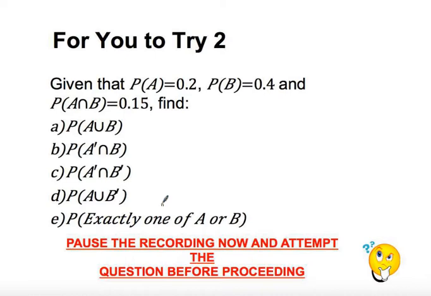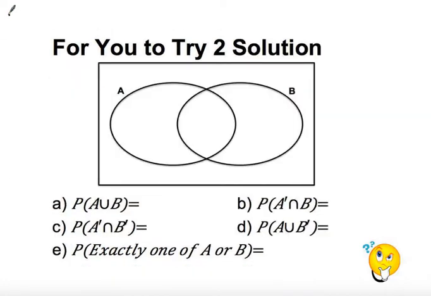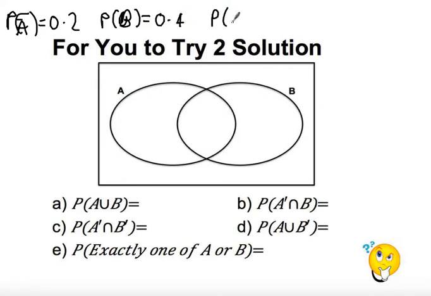Okay, welcome back. Let's have a look at the solution for this then. We're told the probability of A equals 0.2, the probability of B is 0.4, and the probability of the intersection was 0.15. So put the intersection in first of all, 0.15.